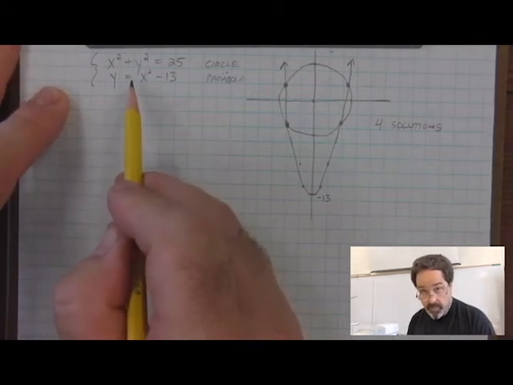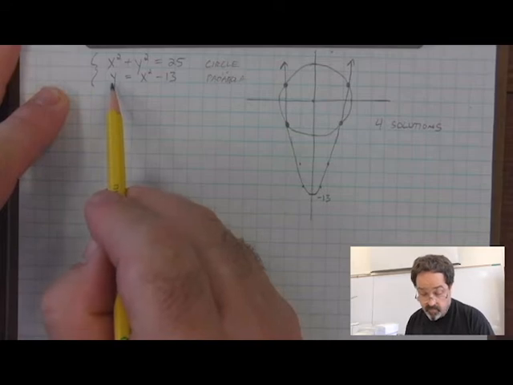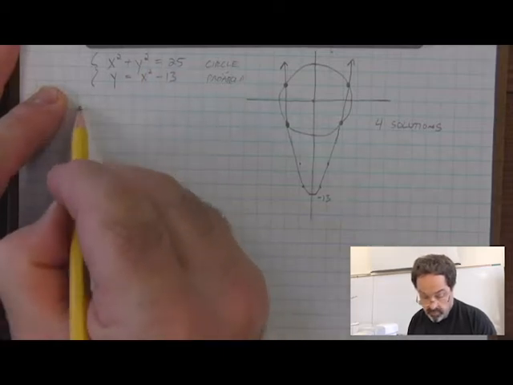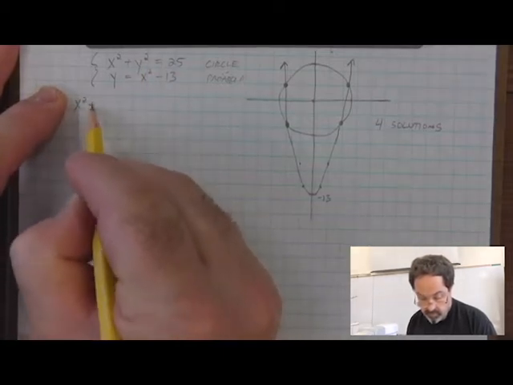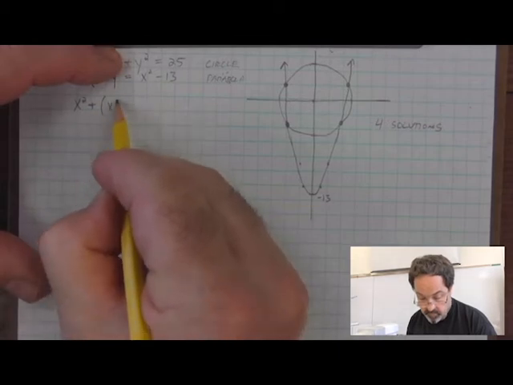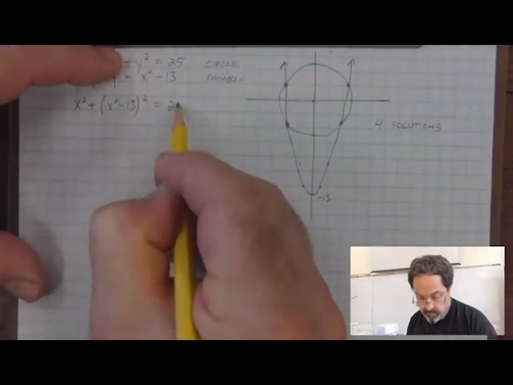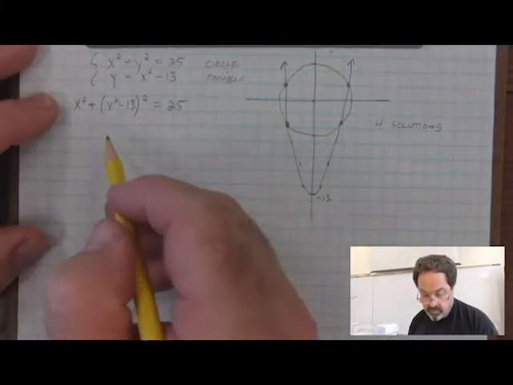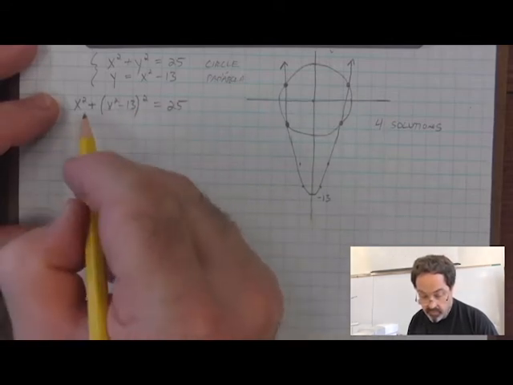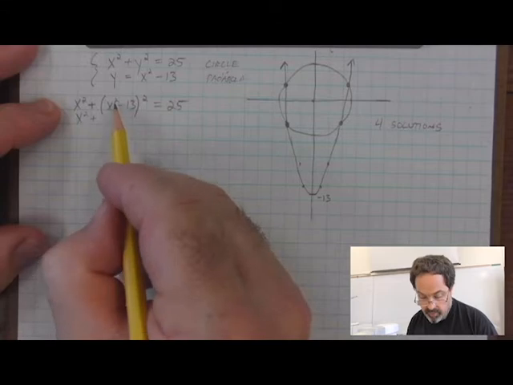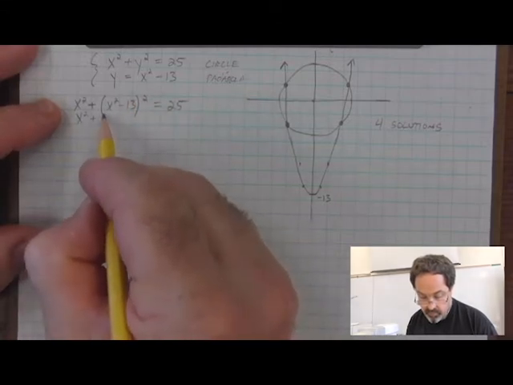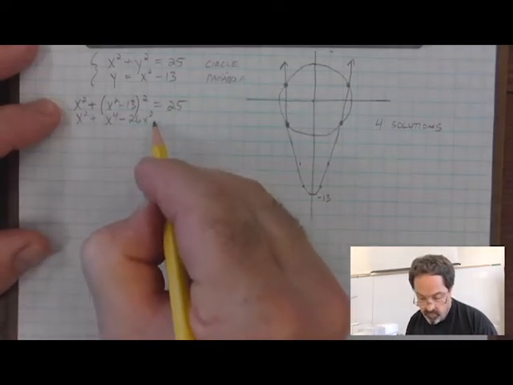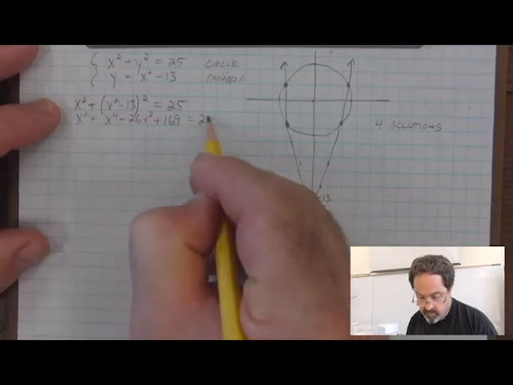Which one? What immediately comes to mind, since this is solved for y, is to replace what y is equal to into the first equation. When I do, I get x squared plus what y is equal to, x squared minus 13, all squared, is equal to 25. I substituted the second equation into the first. After I distribute, x squared plus x squared minus 13 all squared gives x to the 4th minus 26x squared plus 169 is equal to 25.